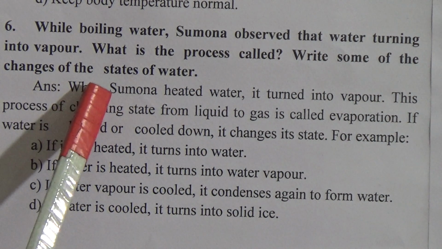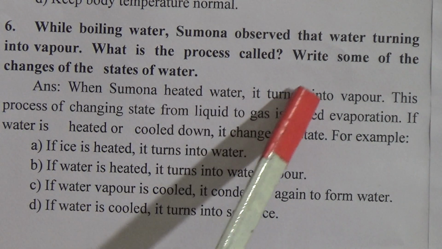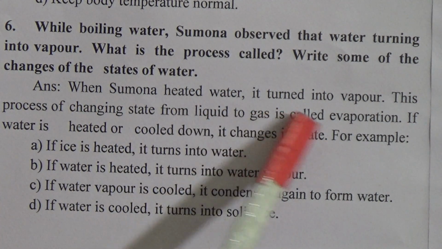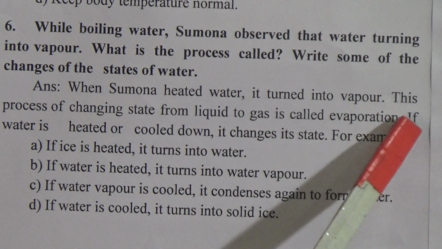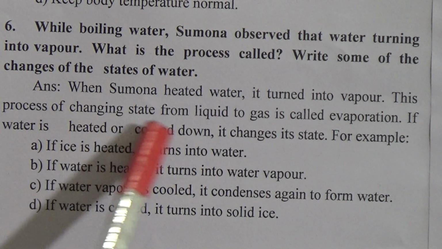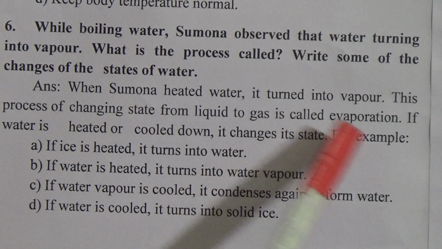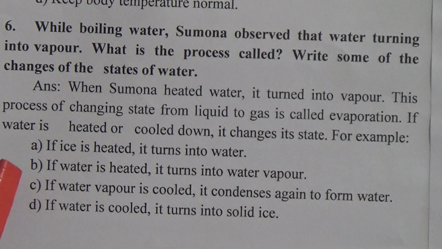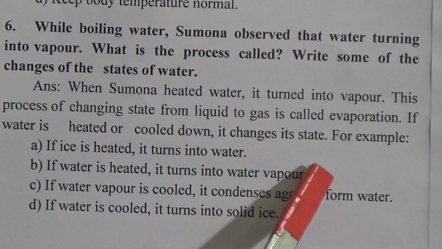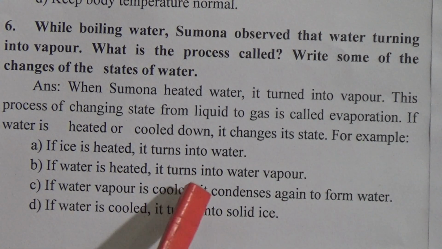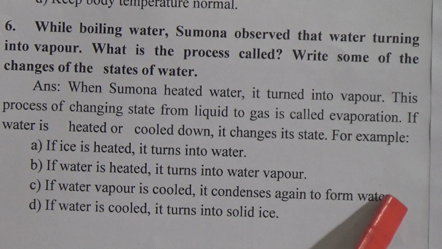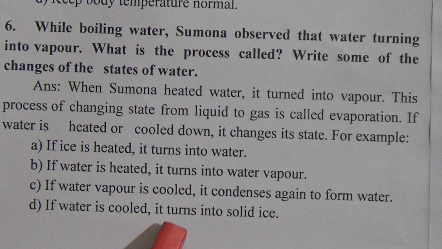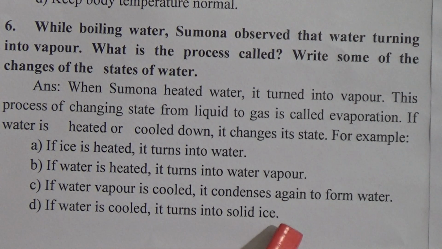Come to the answer. When Sumona heated water, it turned into vapor. This process of changing state from liquid to gas is called evaporation. If water is heated or cooled down, it changes its state. For example, if ice is heated, it turns into water. If water is heated, it turns into water vapor. If water vapor is cooled, it condenses again to form water. And last one, if water is cooled, it turns into solid ice.